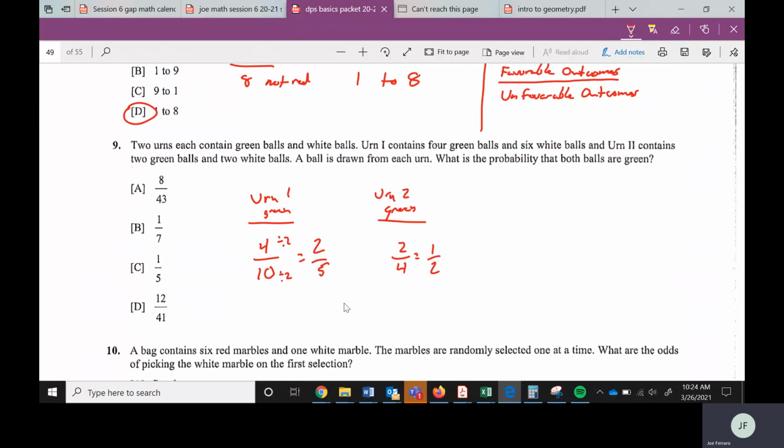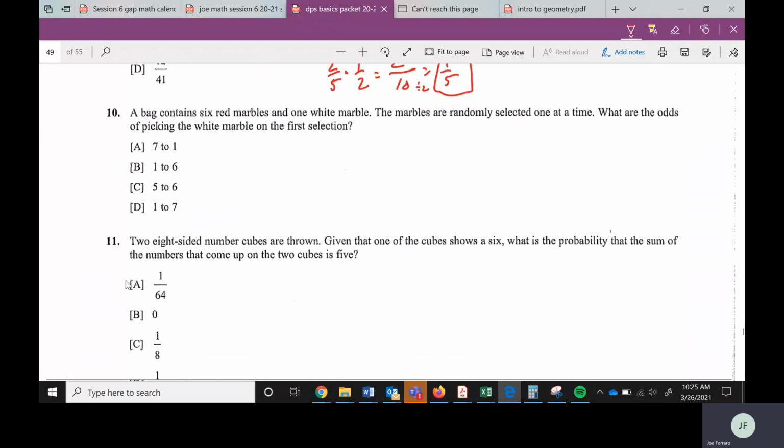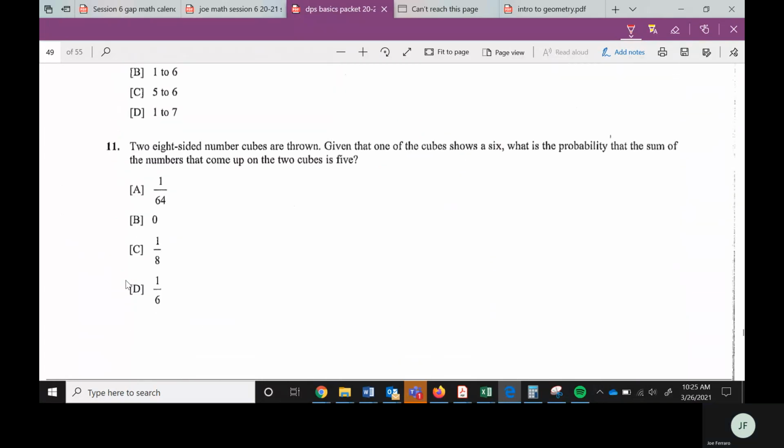Okay, so now to get our final answer, we multiply the probability of both happening. 2 times 1 is 2. 5 times 2 is 10. 2 goes into both. And we get 1/5. Okay. We're getting closer and closer to being done here. Number 11.